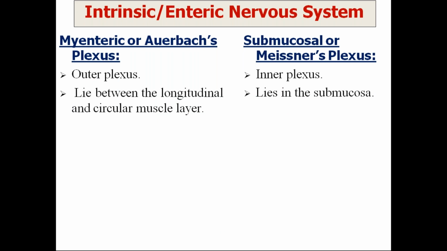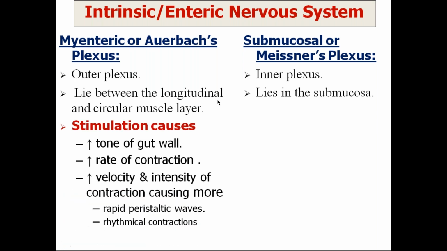Right? So what is the difference between the two plexuses of the enteric nervous system? ये बहुत important question है. So this question almost comes every year. If it is not coming as a short note, it will definitely come as your MCQ. Okay. So Myenteric or Auerbach's plexus is the outer plexus. Submucosal is the inner plexus. This I have already told you the location.